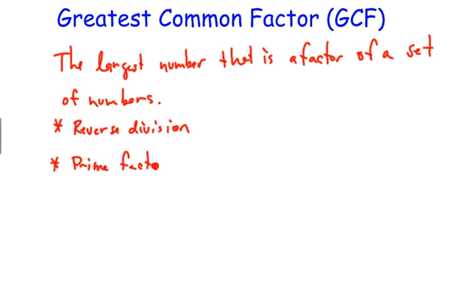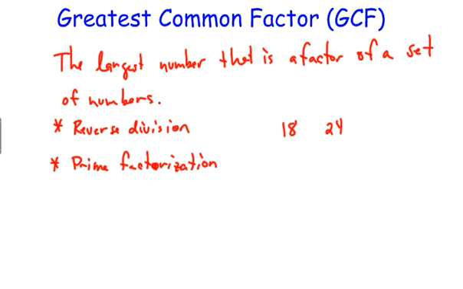Essentially for both of these, instead of just being able to look at the list of numbers, which sometimes you can, sometimes you get a number like 18 and 24. Well, it's really easy to look at those two numbers and think, oh, 6 goes into both of those, and there's nothing bigger than that. So 6 is the greatest common factor. But it's not always that easy.